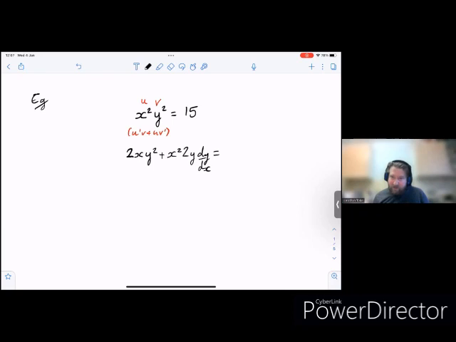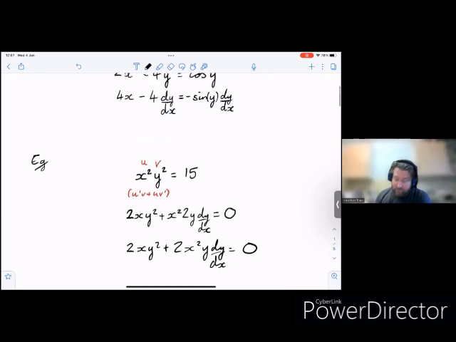So 15 is differentiated normally, just like 15 always is. It just becomes 0. I am going to rewrite this because I don't like that 2 in the middle there. So we put plus 2x squared y dy by dx. Okay, and again, usually questions will want you to find dy by dx. So we would rearrange that to make dy by dx the subject.